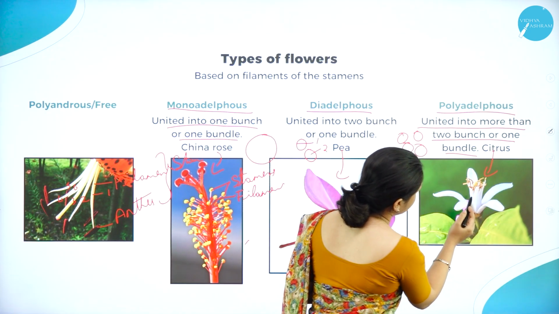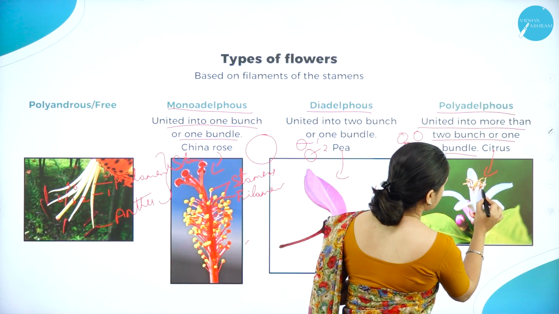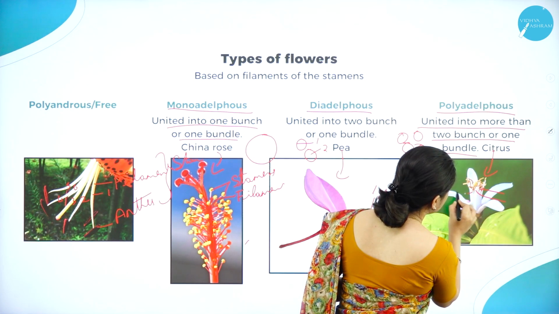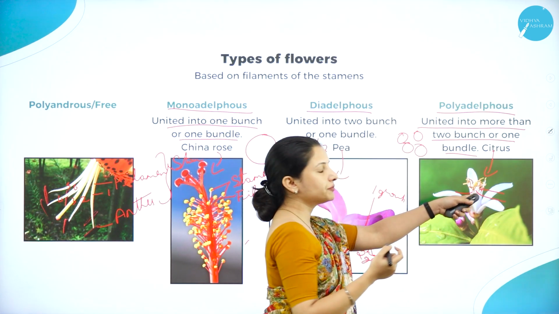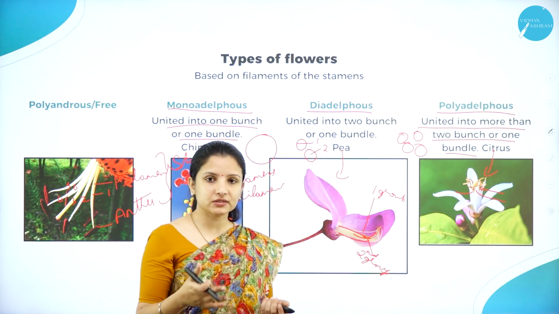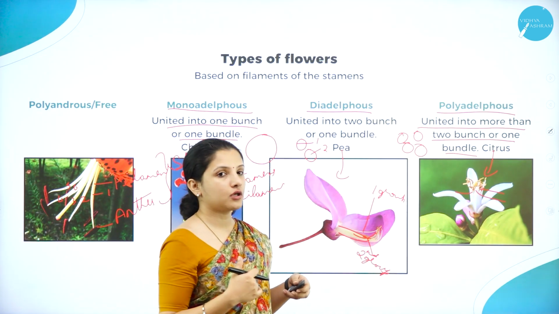The best example is citrus flower. So in citrus flower, if the image is clear, you can see there is one group, this is the second group, and here a third group is there. Like this, 3 groups are seen in this particular picture. So if the stamens are united in more than 2 groups, it is nothing but polyadelphous.